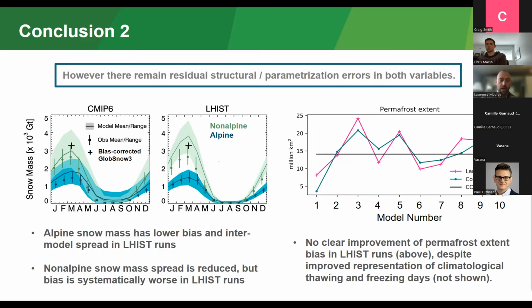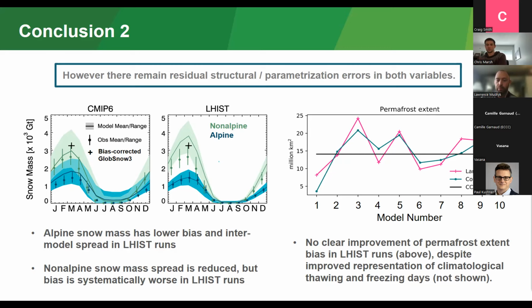For snow, I'm showing results from the coupled simulations on the plot on the left, and the right-hand plot beside it for the LANTIS simulations. It's split up into non-alpine and alpine snow. For alpine snow, we do see an improvement in the representation of alpine snow mass. The spread is reduced in the LANTIS ensemble, and the ensemble mean snow mass is close to the observational based estimates shown with those vertical bars.